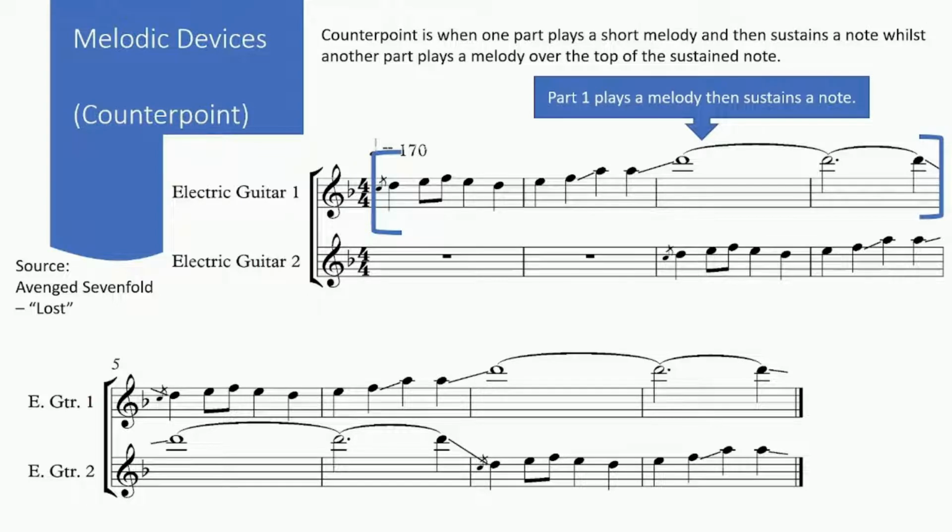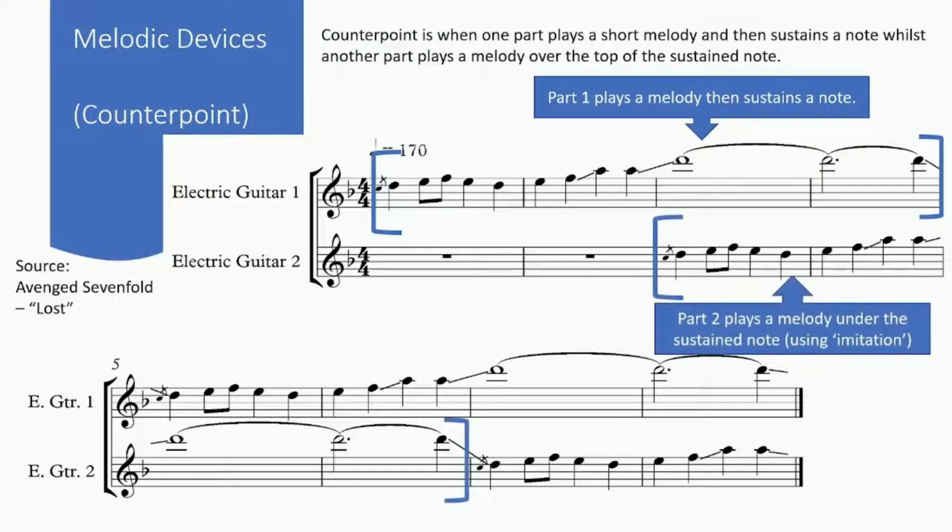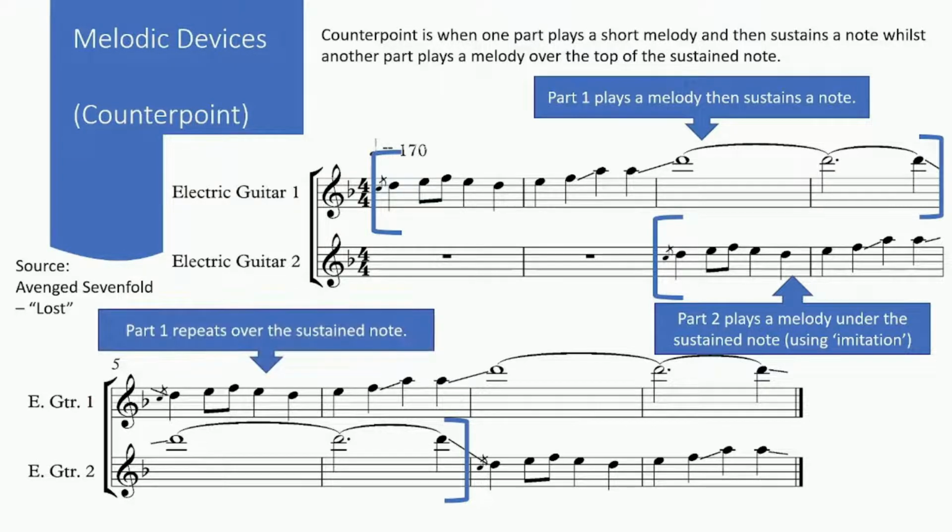Here, part 1 plays a melody, then sustains a note. Part 2 plays a melody under the sustained note, or over the top, however you want to look at it, using imitation. Then part 1 repeats over the top of the sustained note by part 2. And we're going to listen to this.